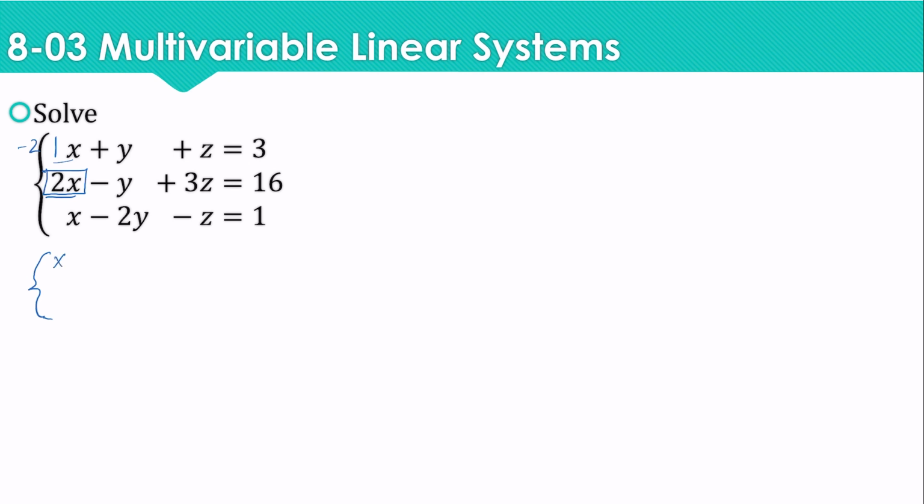So maybe we'll just write the first row. I'm not changing the first row and I'm not changing the last row. I'm only changing the middle row. So the middle row, -2 times x plus 2x is 0. -2y plus a -y is -3y. And -2 times z is -2z plus 3z is 1z. And -2 times 3 is -6 plus 16 is 10.